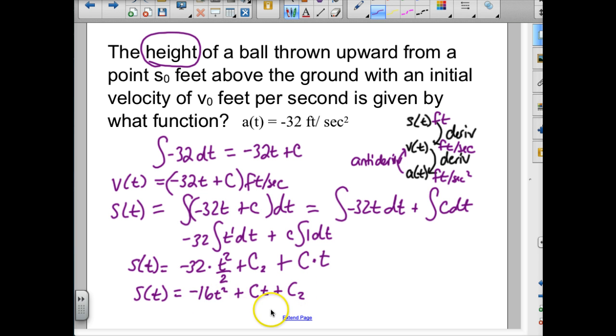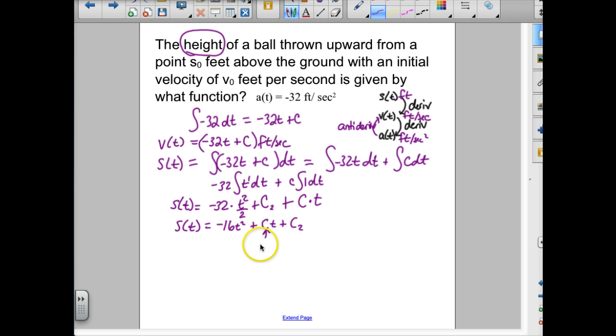Well, does that look familiar? This is where we usually put our initial velocity, and this is where we usually put our initial position. So that's where that equation came from, the position function. It starts with our acceleration due to gravity, and then you just keep integrating and integrating. So the height of a ball thrown upward from a point s sub 0 feet above the ground with an initial velocity of v sub 0 feet per second is given by this function, negative 16t squared plus v sub 0 t plus s sub 0.